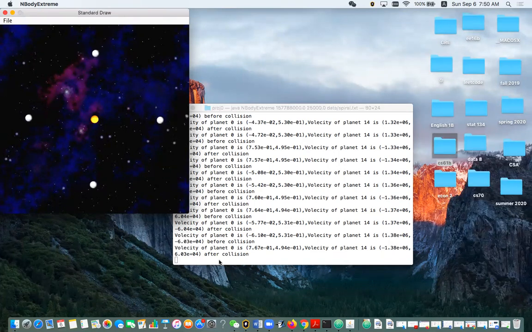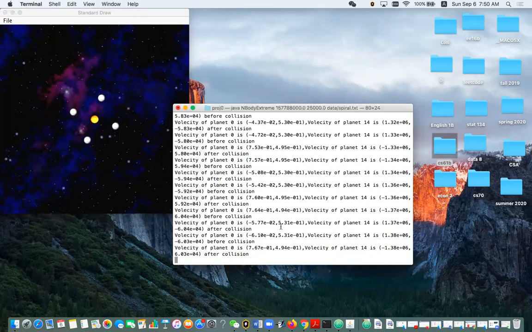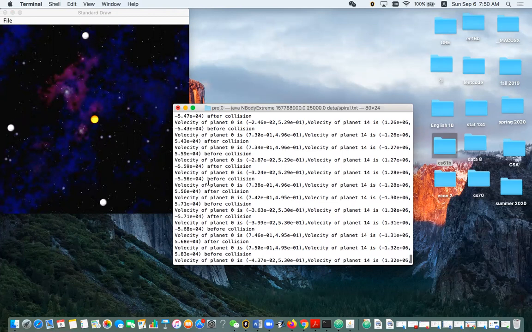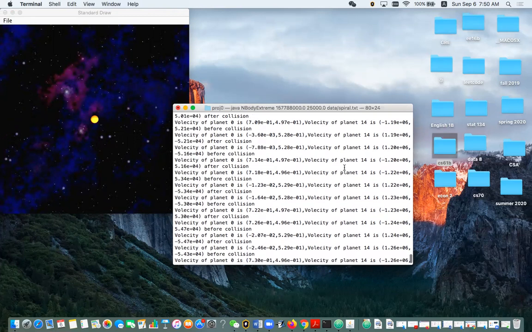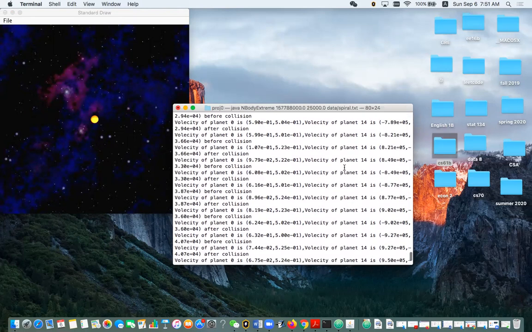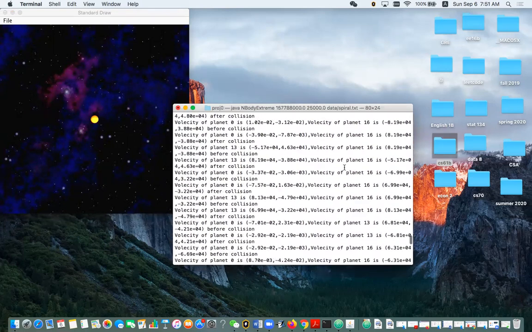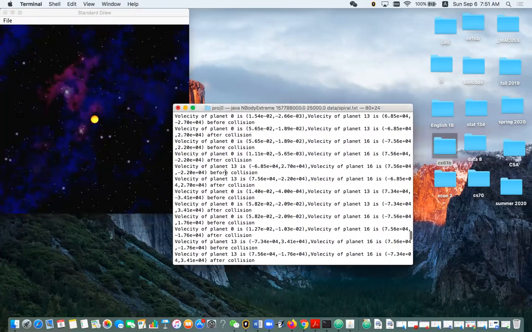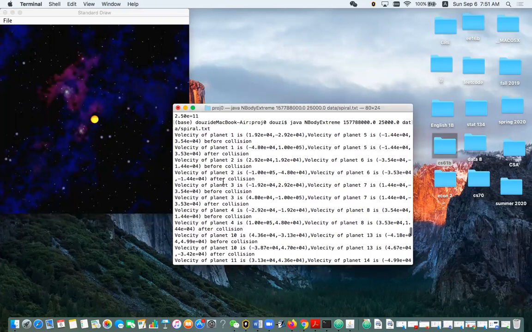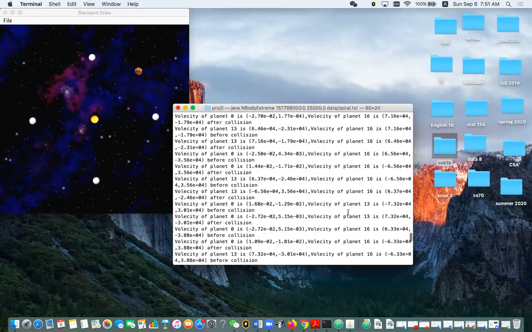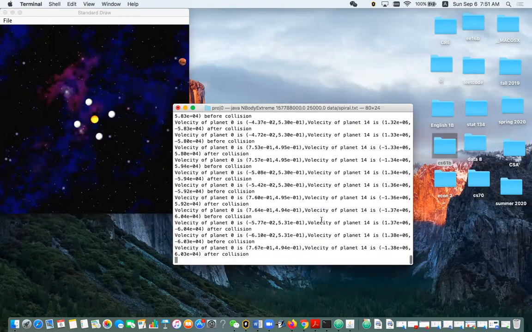Also, you can see that their updated velocities are showing in the terminal. For example, planet 0 is colliding with planet 14 and their velocities keep changing. And also there are so many collisions, and above, the 13th is colliding with the 16th. And for example, the second is colliding with the 6th, and the third is colliding with the 7th, and they're all showing in the terminal.